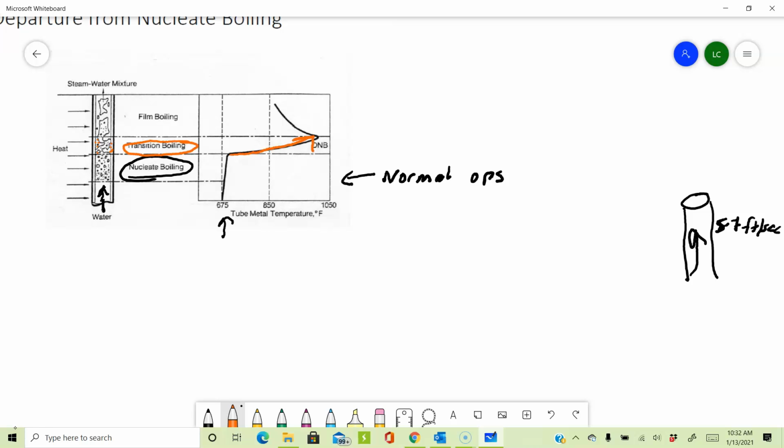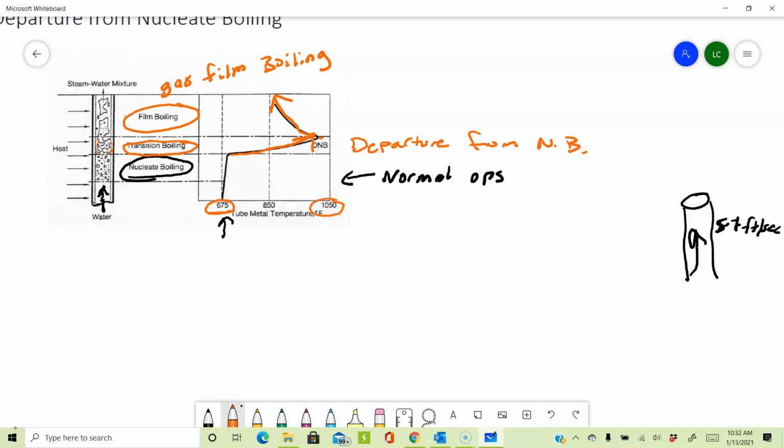So that's not good. We were at 675 degrees Fahrenheit. Now we're at 1,000 degrees Fahrenheit. Things are going to get weird. At that point, that's called departure from nucleate boiling. Not a good thing, because the next stage is film boiling. And film boiling can also be referred to as gas film boiling. The Coast Guard calls it gas film boiling.